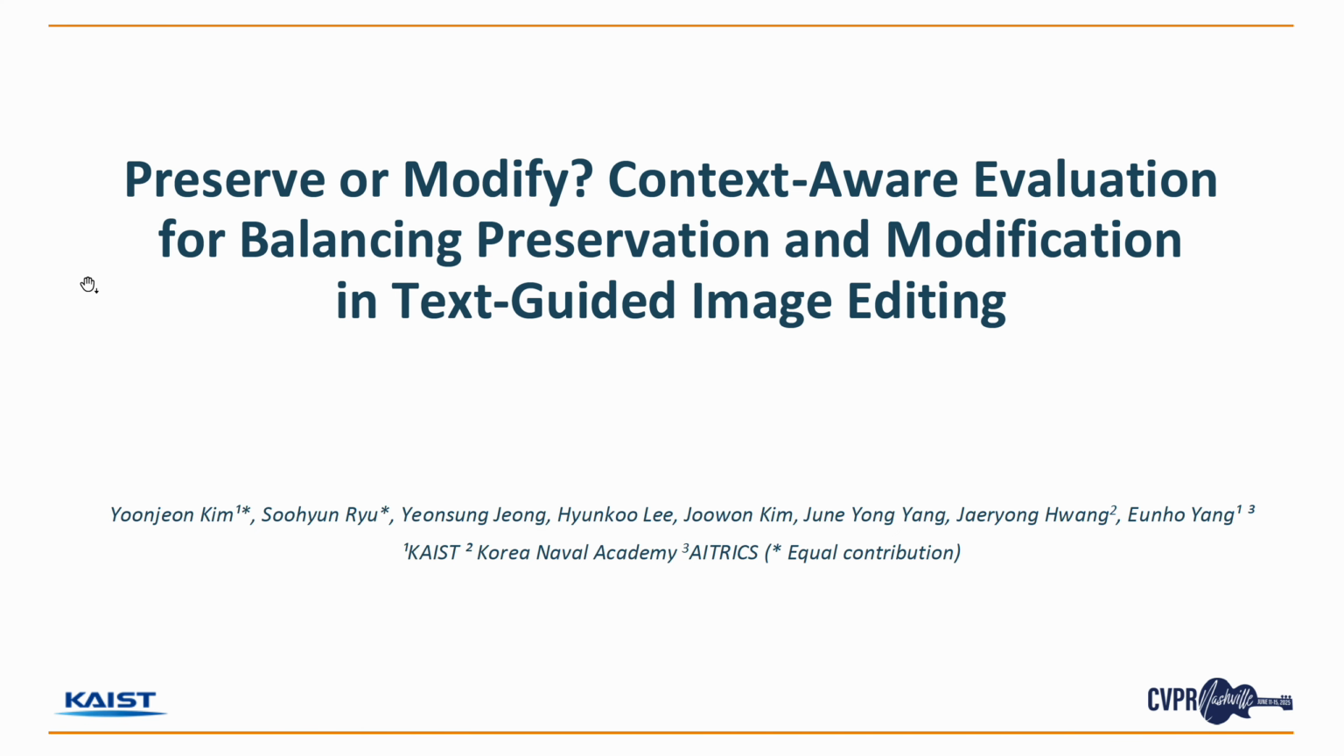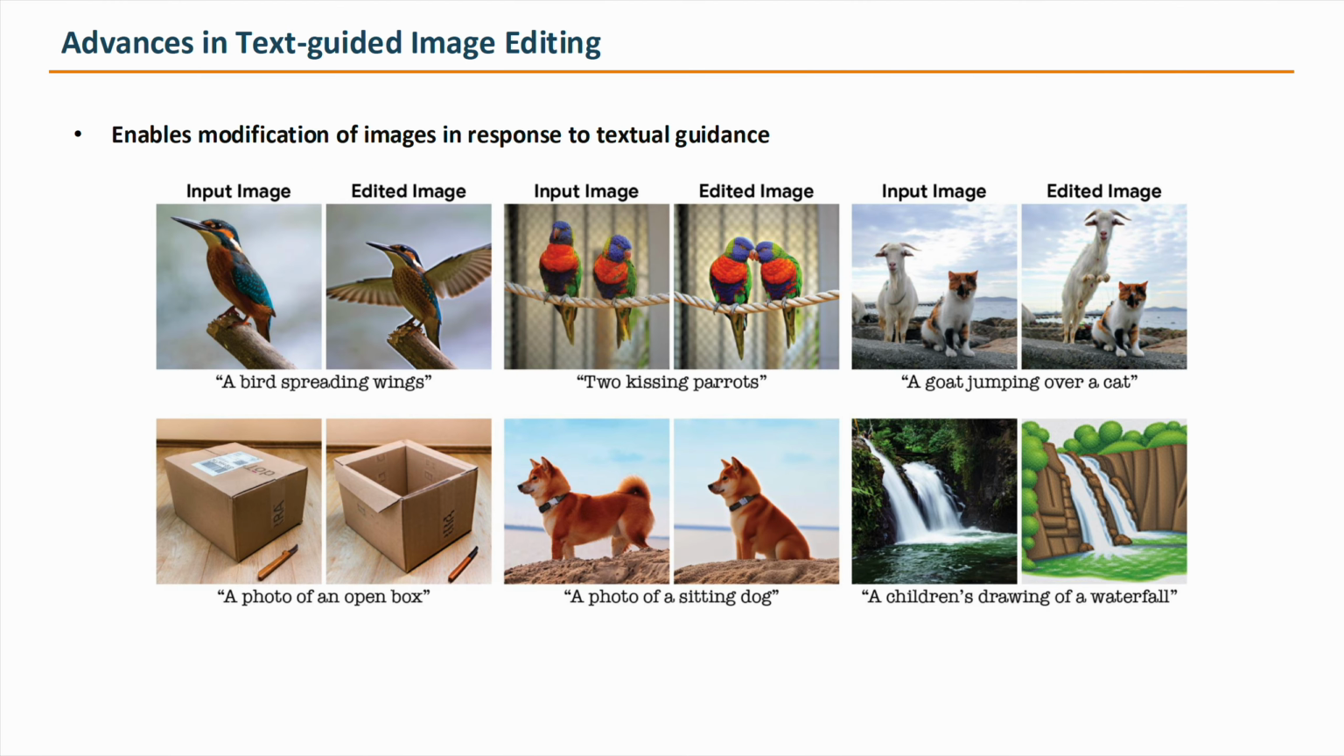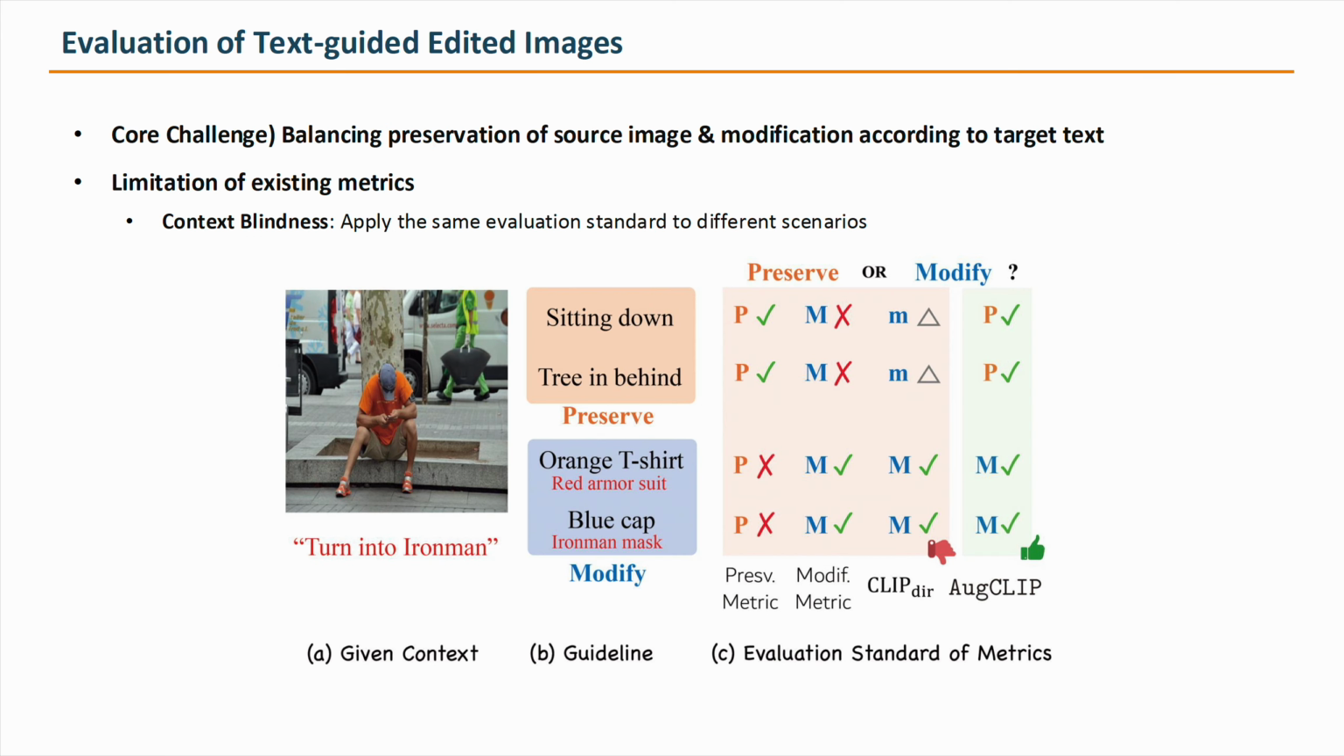Present OutClip, a novel evaluation metric for text-guided image editing. Text-guided image editing is a rapidly evolving task powered by vision language and generative models. These models can modify images based on natural language prompts, for example, turning a bird into a bird spreading wings. Despite progress in editing models, a major issue remains. How do we evaluate whether an edit is good?